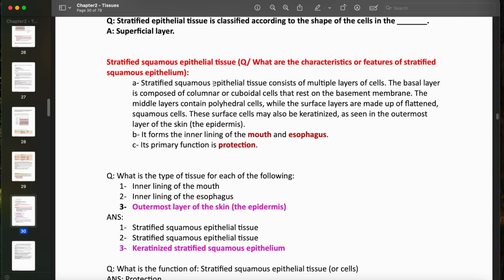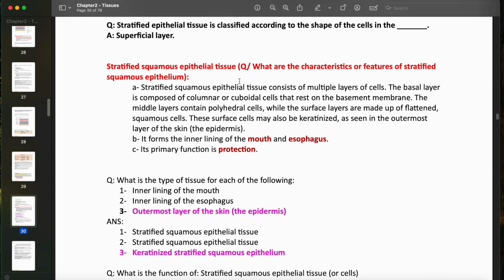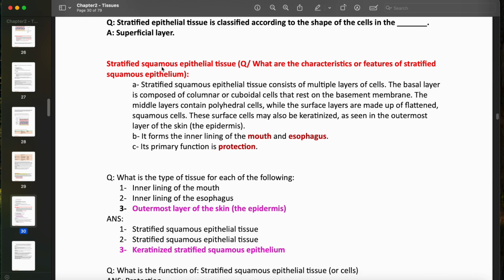Now we're starting with the stratified squamous epithelial tissue. Same thing with the simple. We're going to have either a question telling you to mention the characteristics or features of this tissue, and you're going to mention everything, or we can extract questions where the answer is going to be very short.